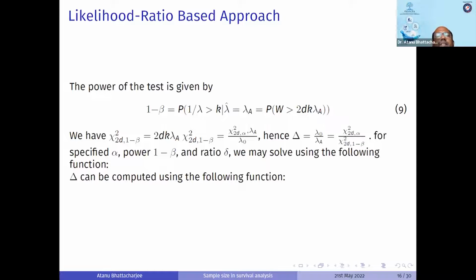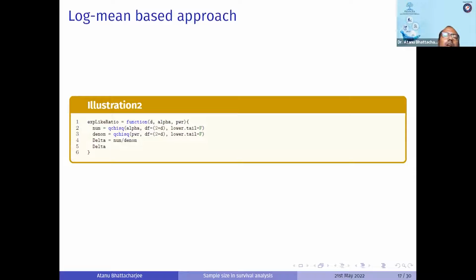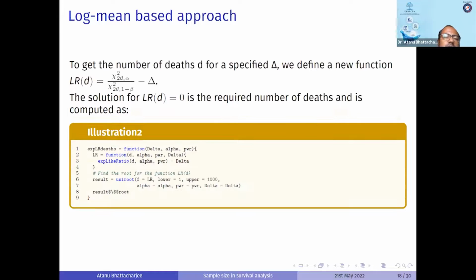The power of the study is given as 1 minus beta, where we have a chi square value, and then we can calculate the delta value for specified alpha, power, and ratio, and all these steps can be calculated. There is an exact-like ratio function, that log mean based approach. Again you can put the alpha value, beta value, power value, and it can calculate our sample size. To get the number of events, the sample size calculation formula is as such: exponential likelihood ratio events as a function of delta, alpha, and power. You can calculate the solution for the likelihood based log mean based approach.